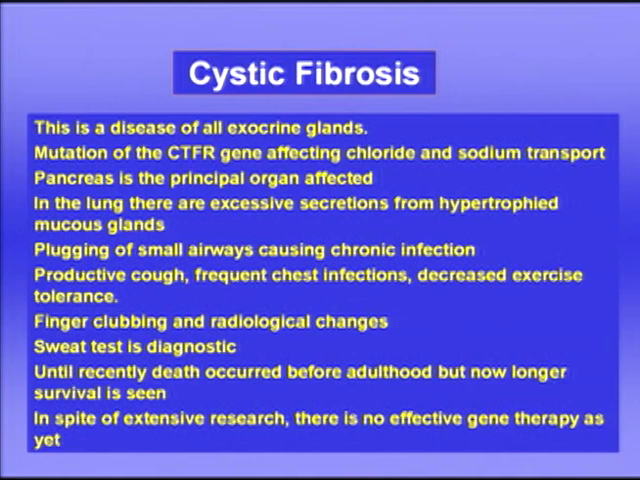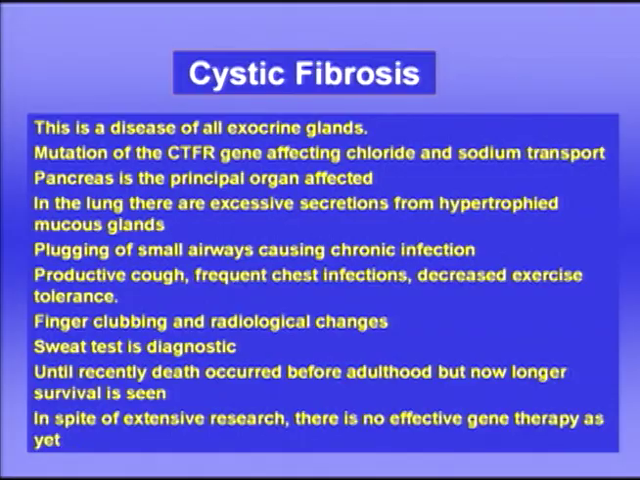And the final condition I'm just going to mention briefly is cystic fibrosis. Again, a very important disease, no question about that, but in the context of pulmonary pathophysiology, not so important, simply because pulmonary function tests are not particularly useful, certainly not useful in the diagnosis, and not really useful in the management of these patients. It's a disease of all exocrine glands, and the principal organ affected is actually the pancreas. It's caused by a mutation of a gene, the CFTR gene, which affects chloride and sodium transport across cell walls.